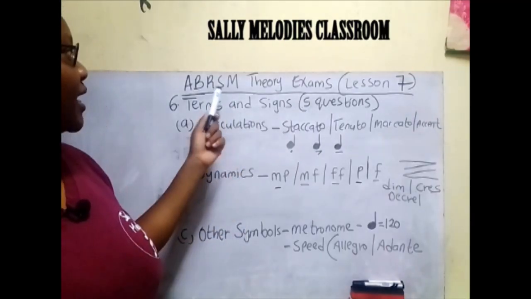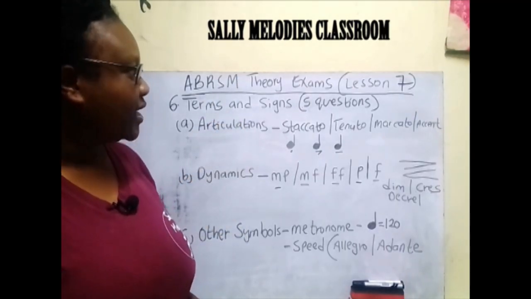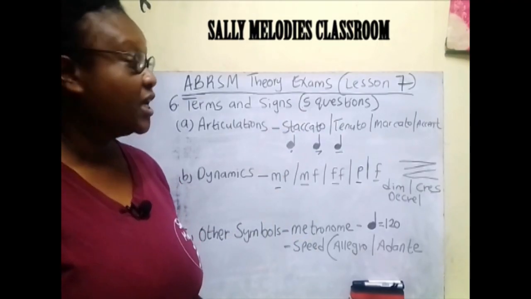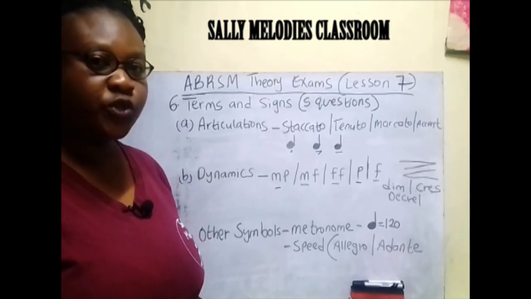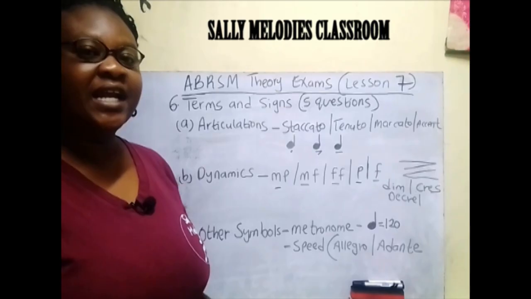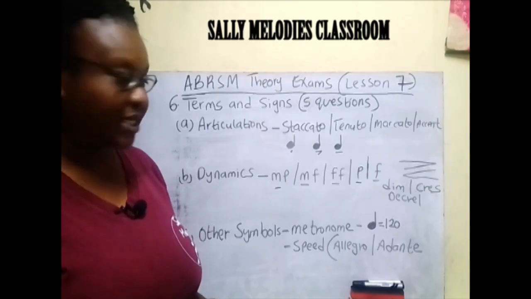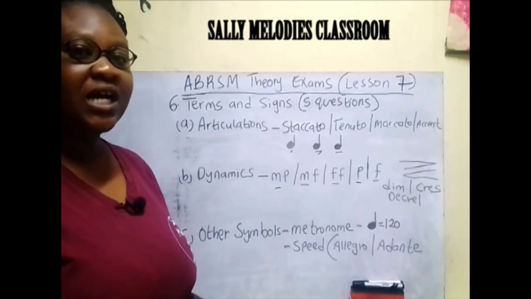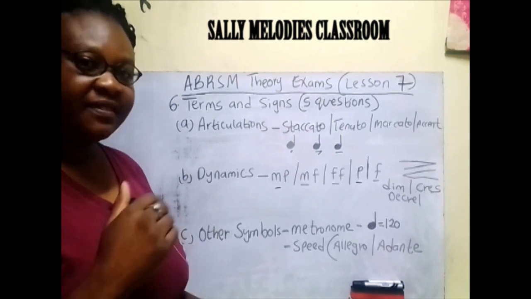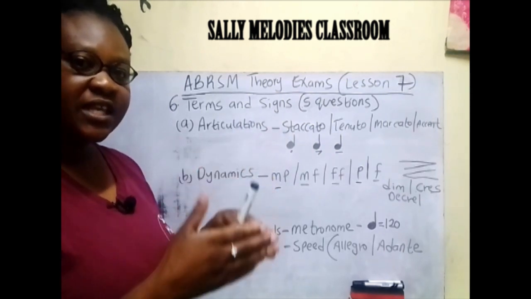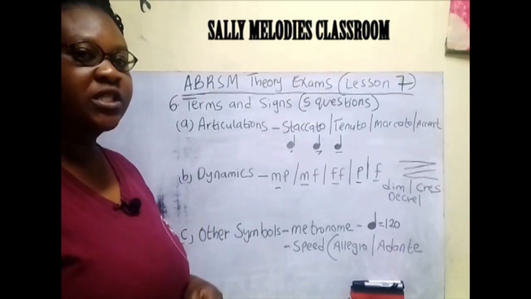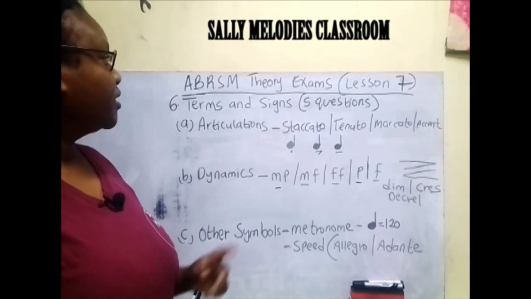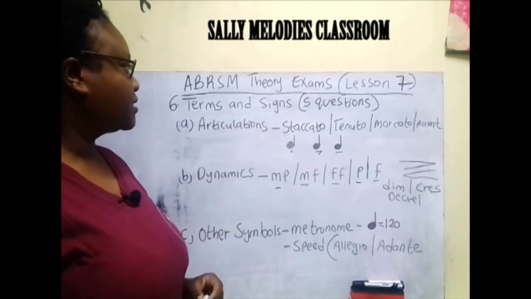We are still looking at ABRSM theory exams, and we are looking at how the questions are set. We might not be able to look at all the questions, but at least we get an idea of how the exam looks like. We are now in question 6. We are almost winding up because it comes in 7 questions. And under the 7 questions, we have several areas, several units that have been set. Question 6 talks about terms and signs.